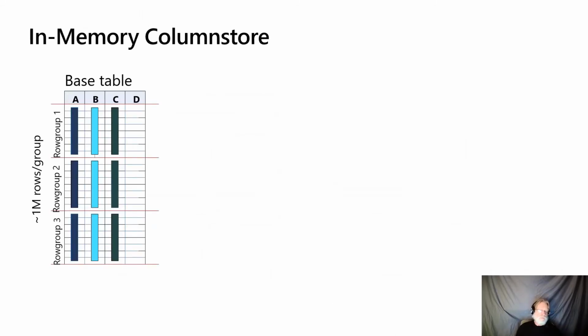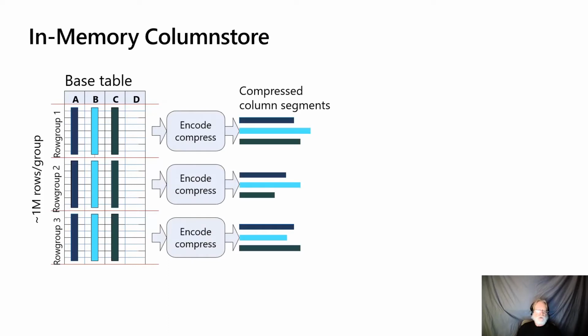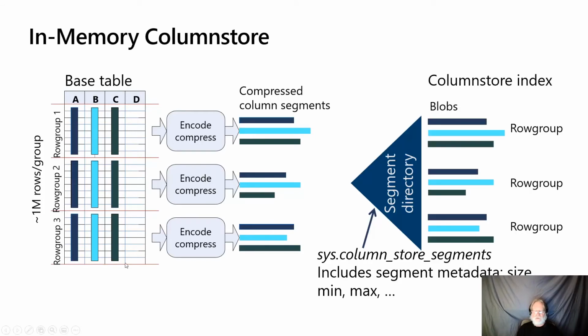So again, we have 1,000,000 rows per row group. Each segment, which is a column in each row, gets encoded and compressed. The compressed column segments then are much smaller. They're dealt with physically. Sys.column_store_segments will let you look at the metadata for each segment, each column within a row group. It has the min, max, size, etc. And that's how we do segment and column elimination.